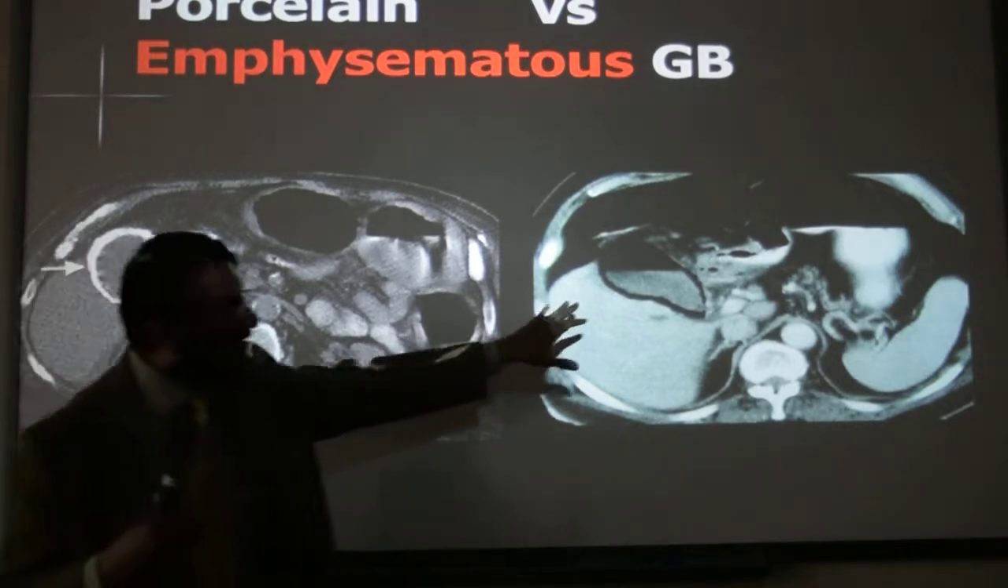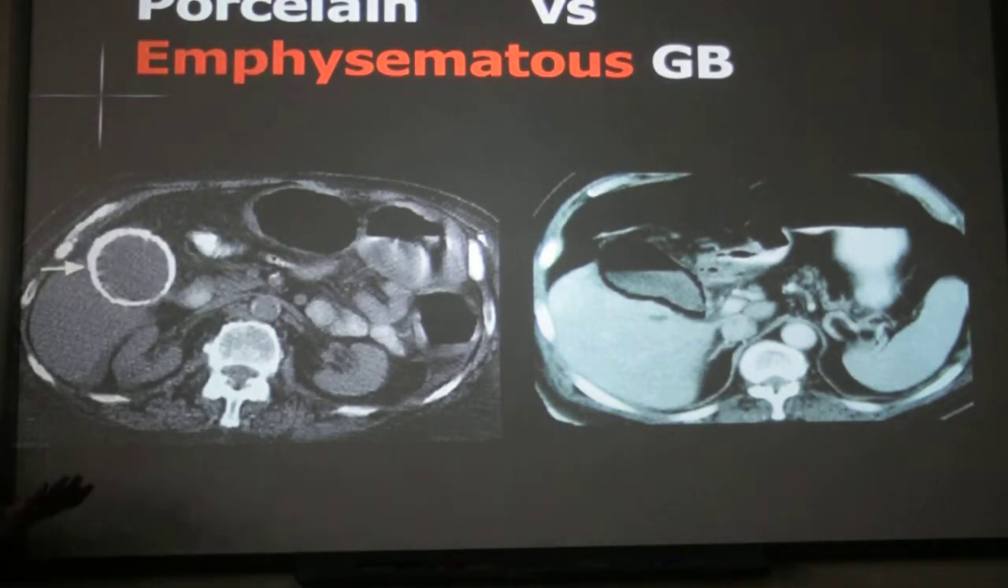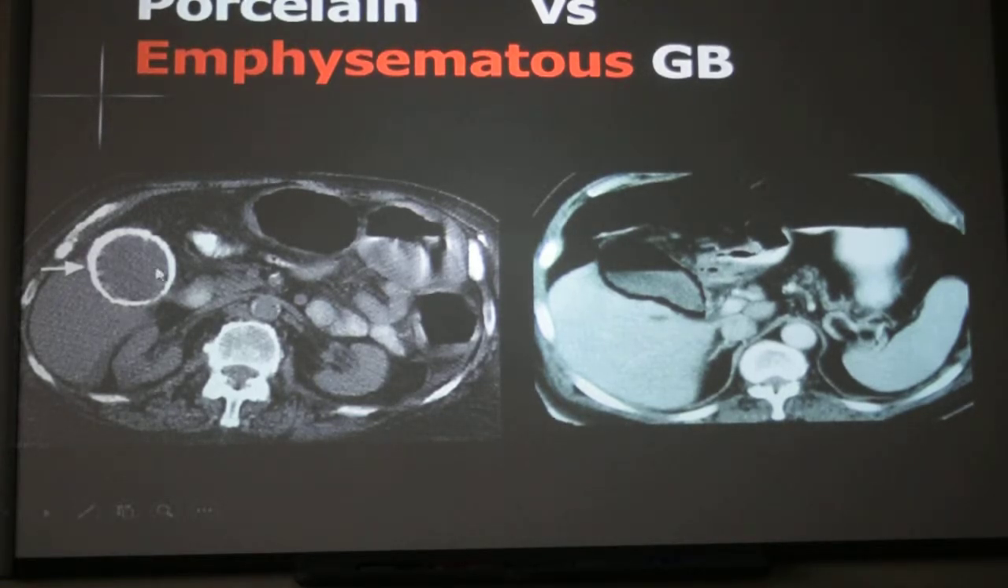Because the wall is now gangrenous, it has air inside. So these gallbladders are more prone to perforate, and obviously these are the patients who must have a cholecystectomy done, because this gallbladder would never turn to normal again. Understand? All that would happen is it would perforate. So it is always wise to get rid of this gallbladder. Similarly, it is always wise to get rid of porcelain gallbladder, because they have more chances of turning malignant.